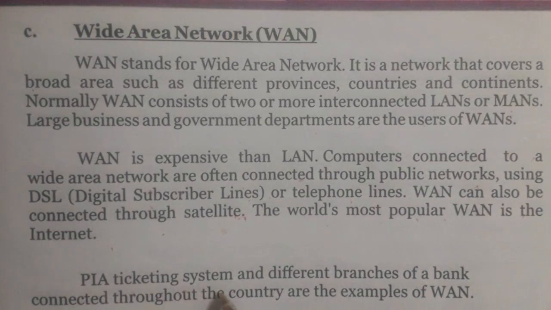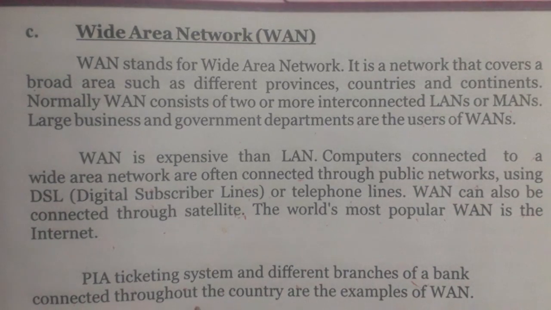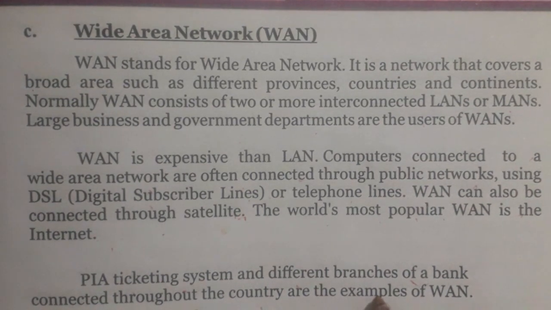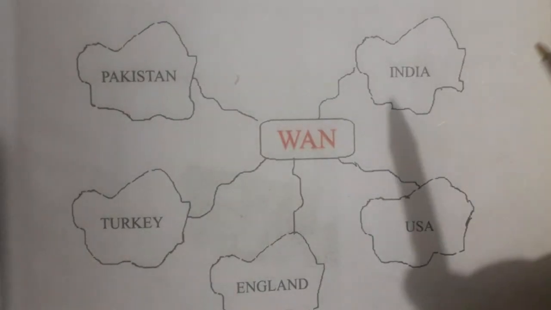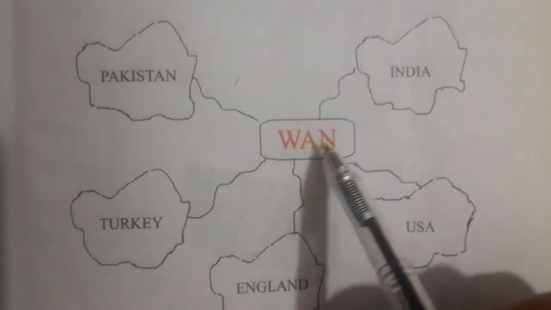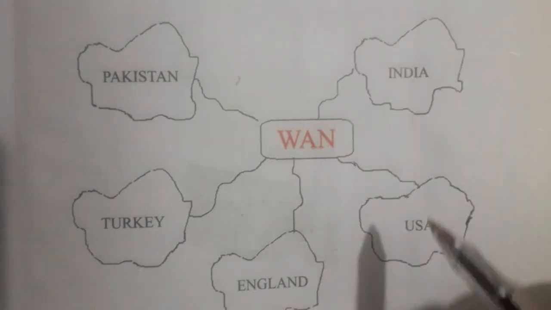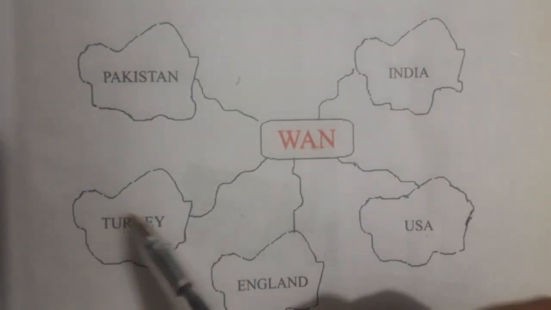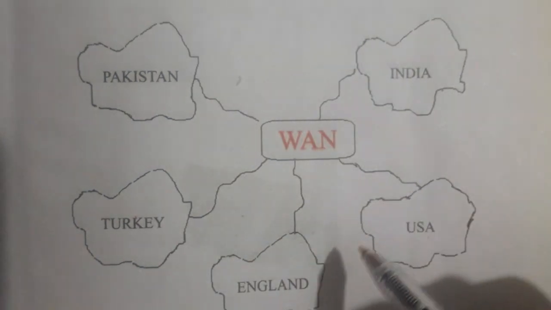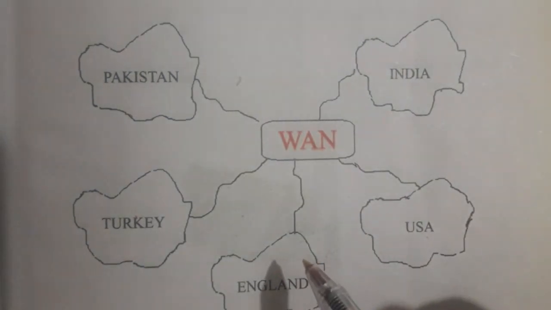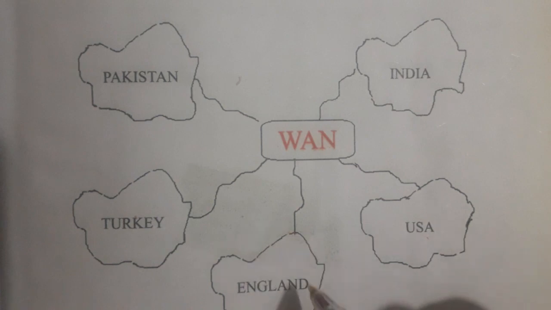PIA ticketing system and different branches of a bank connected throughout the country are examples of wide area network. This figure shows a wide area network which connects India, USA, England, Turkey and Pakistan. This is the example of wide area network. These countries are connected through wide area network.